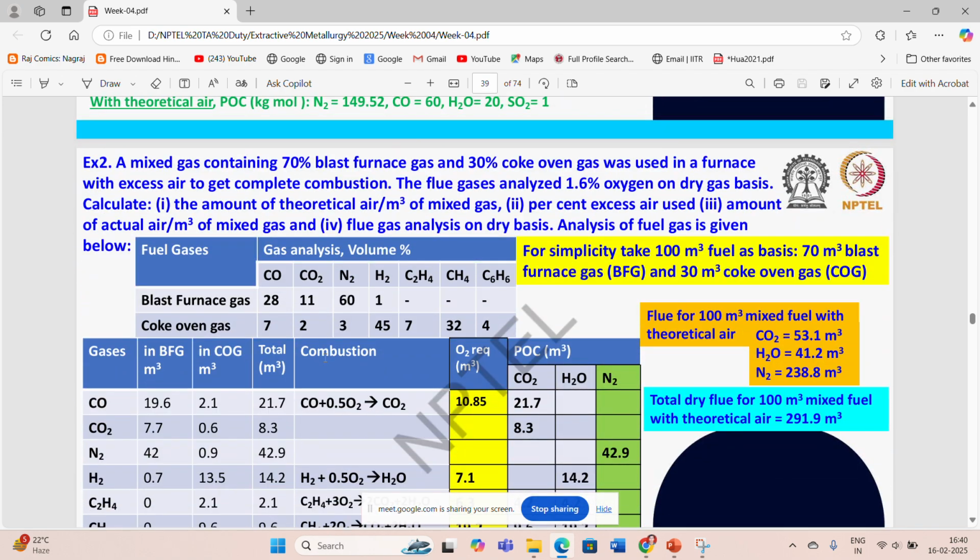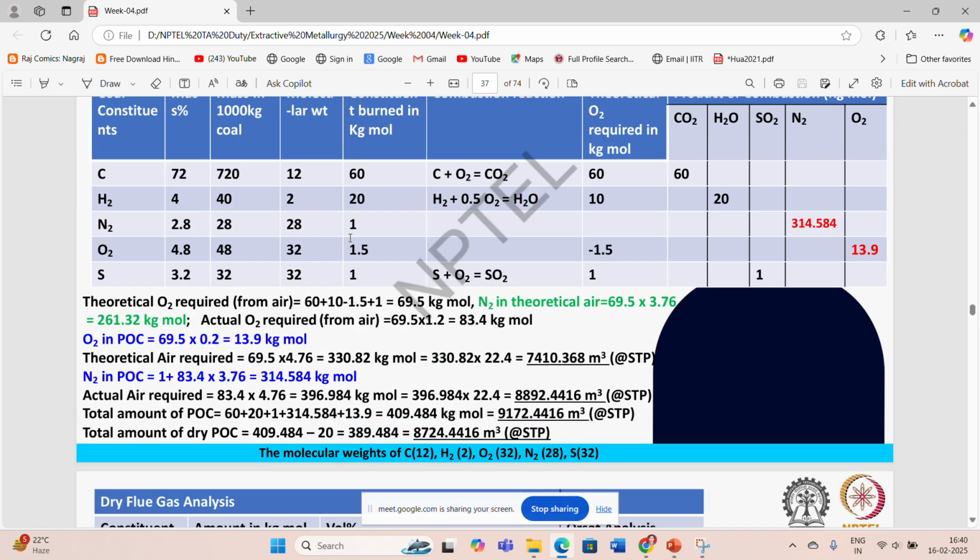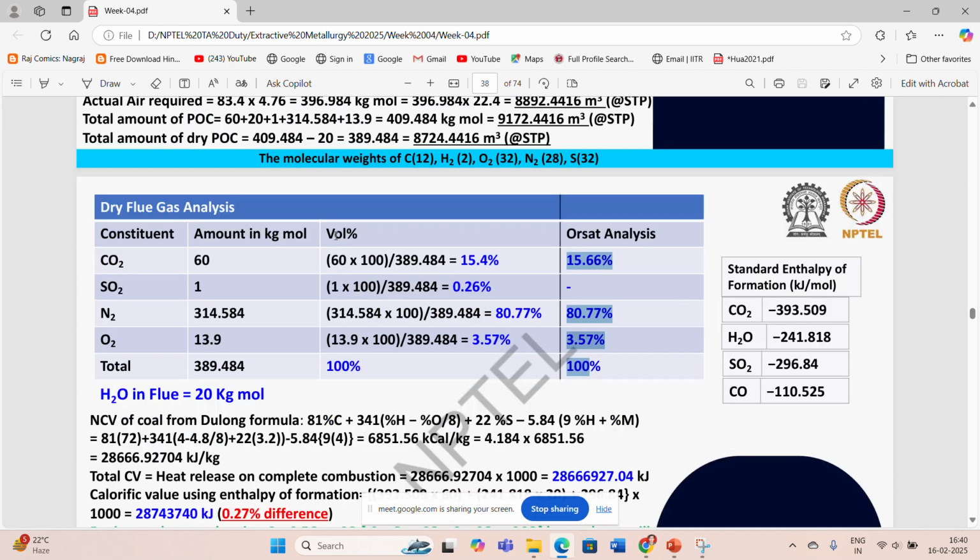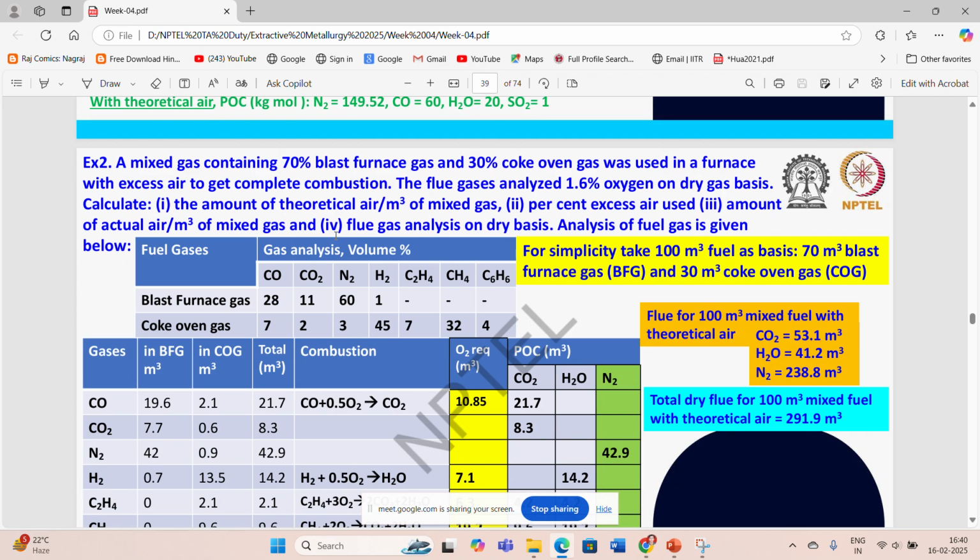Then we have one more numerical. A mixed gas containing 70% blast furnace gas and 30% coke oven gas was used in a furnace with excess air to get complete combustion. Now, in the previous problem, we were using coal as a fuel source. In this problem, we are going to use blast furnace gas and coke oven gas as a fuel source in a furnace.